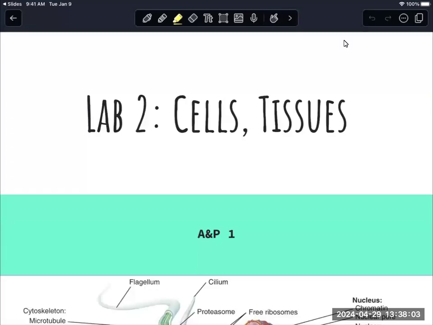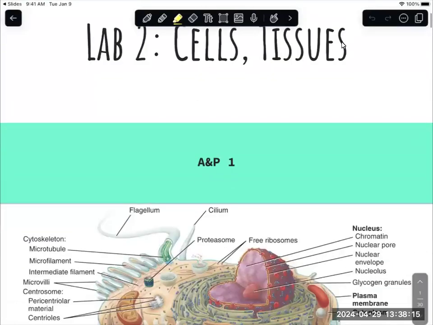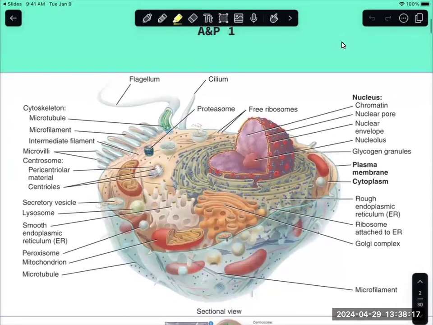Welcome to Lab 2. Today, we're going to go through cells, all the different parts of a cell, and then we're going to start going through the first part of tissues. So let's look at a cell. A cell has a lot of different things happening, a lot of different parts inside of it.